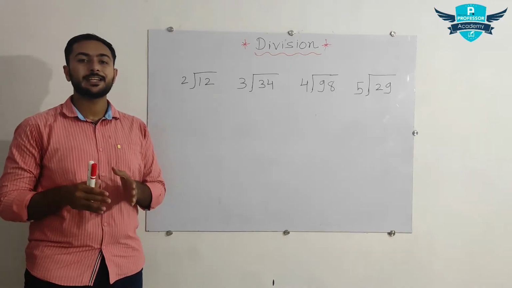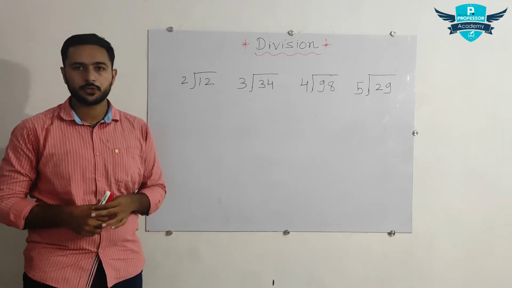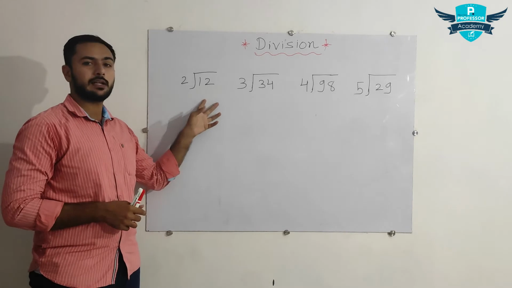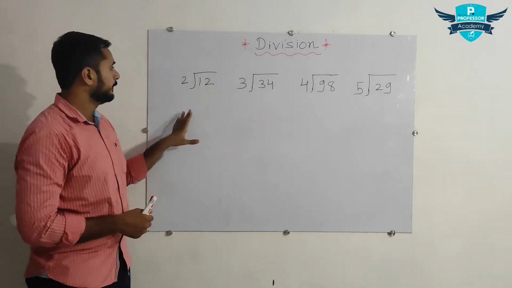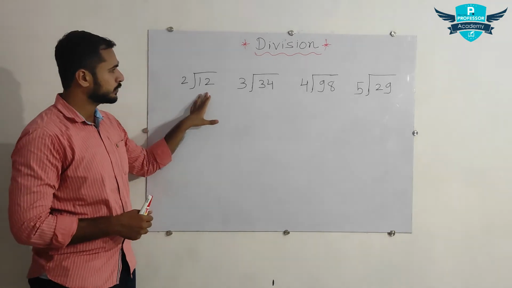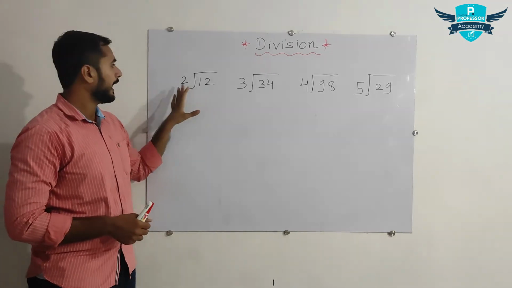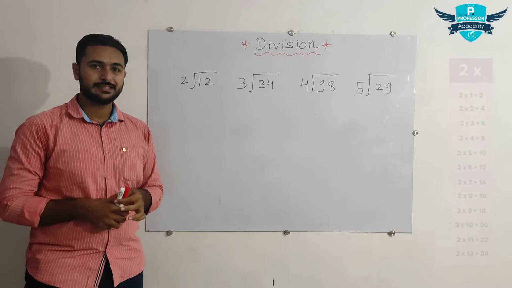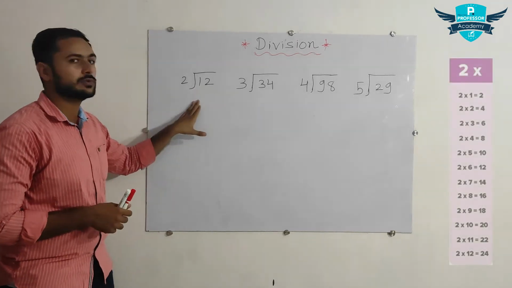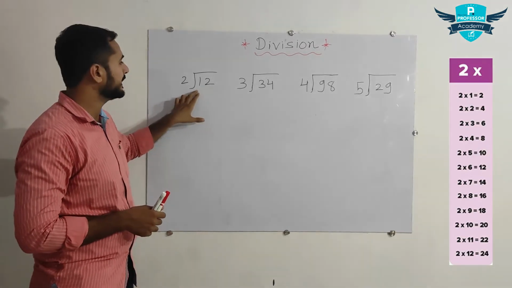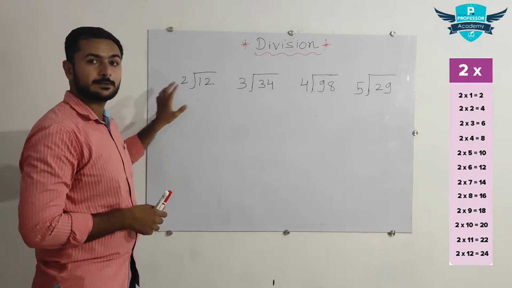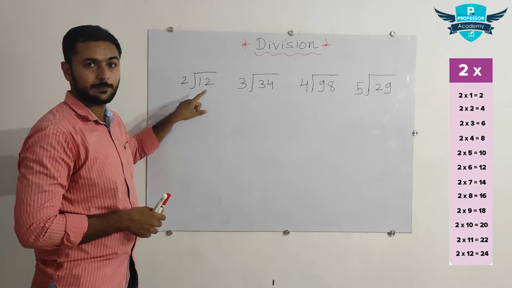Now we are going to do the division for 2 digit and 1 digit, with the 2 digit as the dividend and the 1 digit as the divisor. In the first one, you can identify that 12 is the dividend and 2 is the divisor. Now how will we do this? First of all, for the dividend, we will identify the first number from the left side. That is 1.